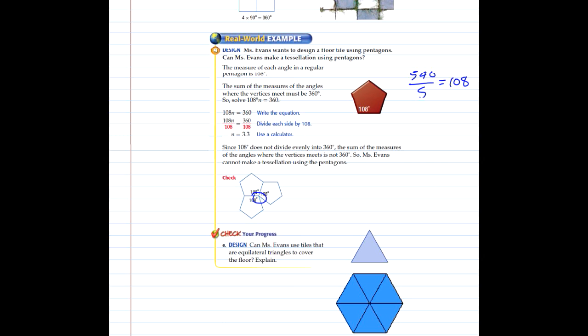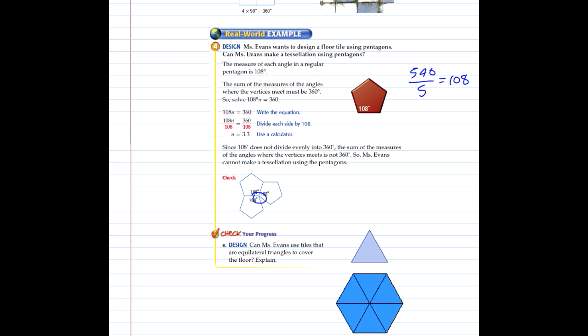Ms. Evans wants to design a floor tile using pentagons. Can Ms. Evans make a tessellation using pentagons? Well, if it's a regular pentagon, again, remember the sum of the angles is 540. Divide by 5 gives us each angle is 108. If we try to divide 108 evenly into 360, it doesn't work. You can actually see from the diagram down here that you're going to have a gap. So you cannot tessellate with a regular pentagon.